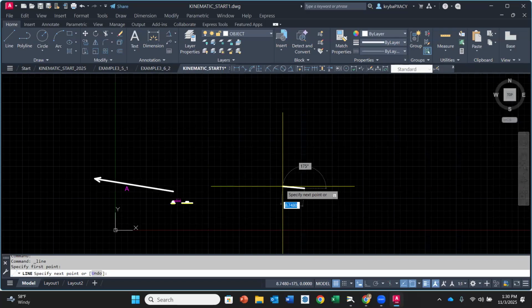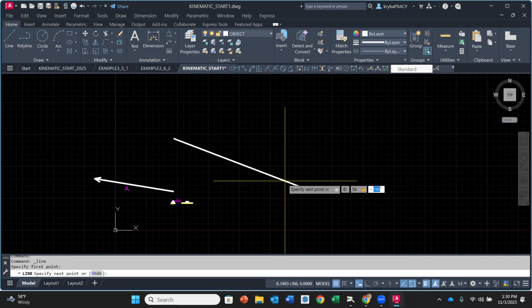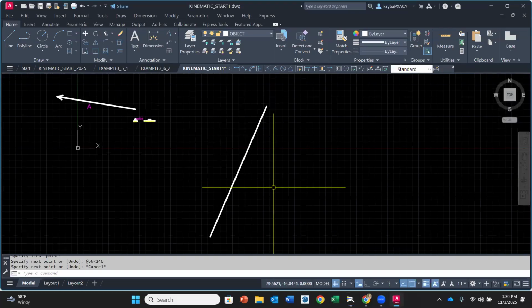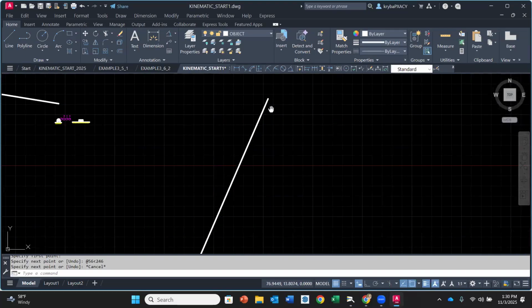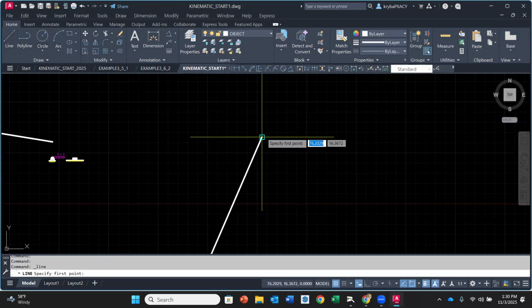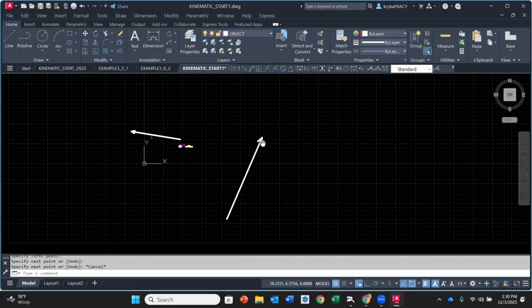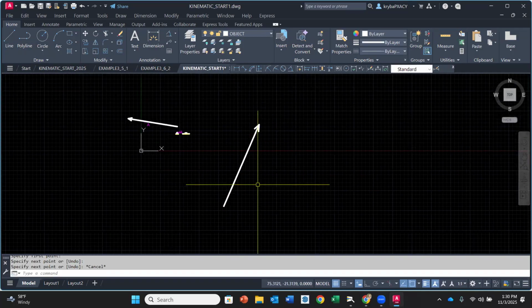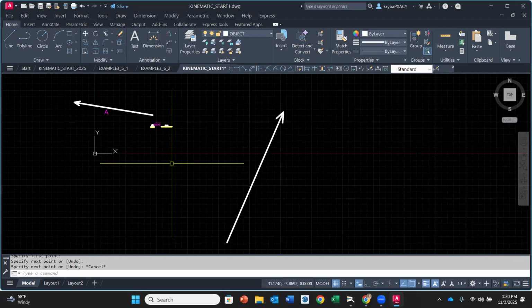So it's going to be this line and it's going to be at 56 tab 246. Okay, so that's the direction of my line, right? Instead of showing the arrow going down and to the left, we're going to show the arrow going up and to the right. Okay. And we're going to label this negative B.